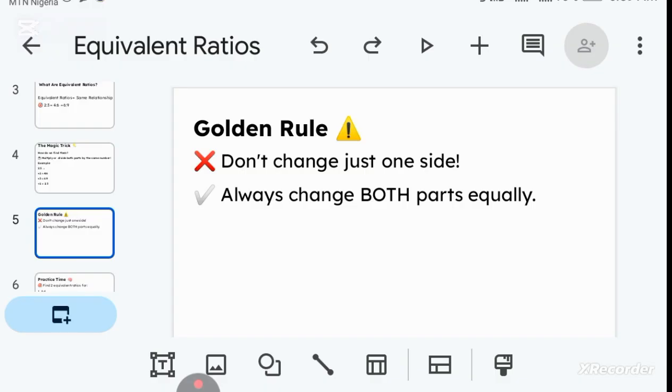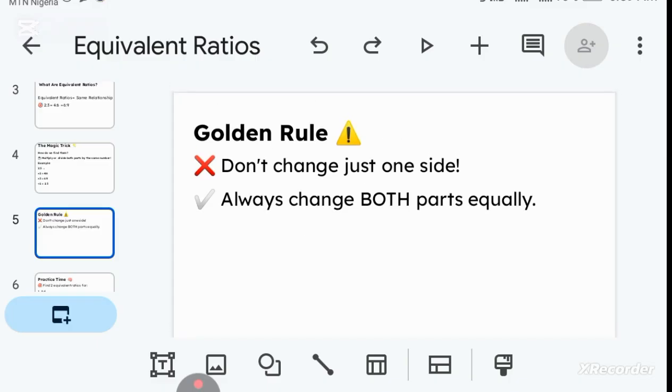Now don't fall into the trap. You can't just change one part of the ratio. That's like putting on one shoe and leaving the other foot bare. Ratios only stay equivalent when you treat both sides equally. Be fair to both numbers. So if you're multiplying by 2, make sure you multiply the numerator and also the denominator by 2. If you're multiplying by 3, you multiply the denominator and also the numerator by 3.